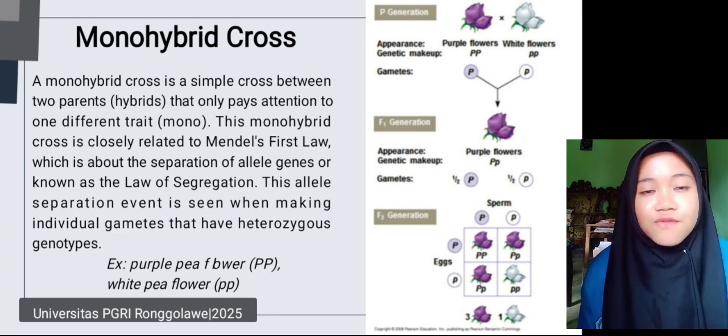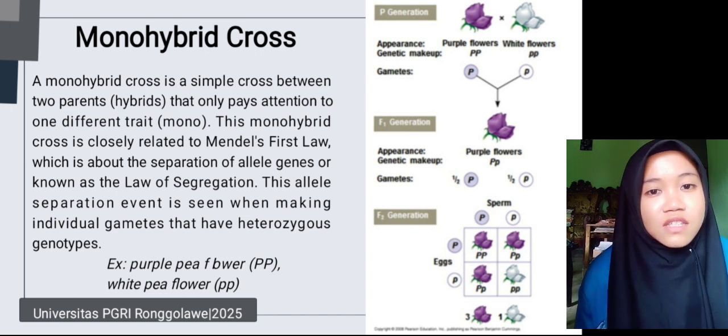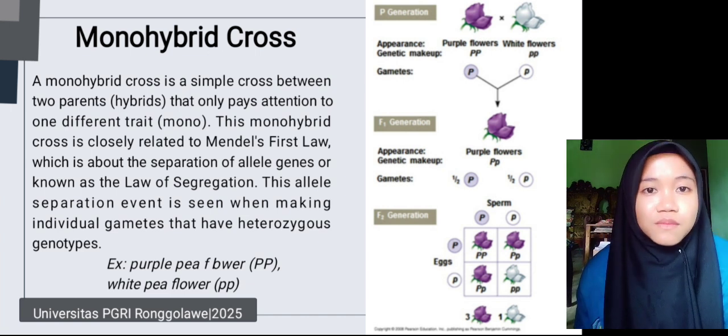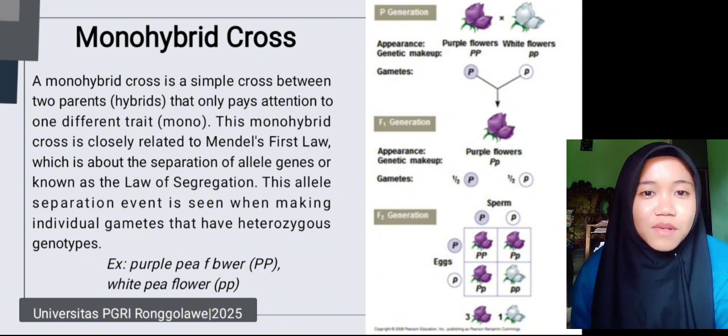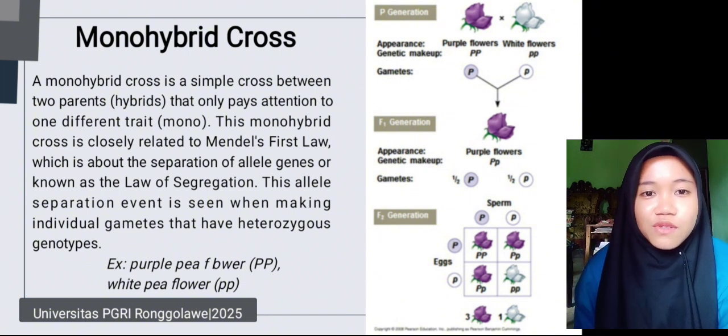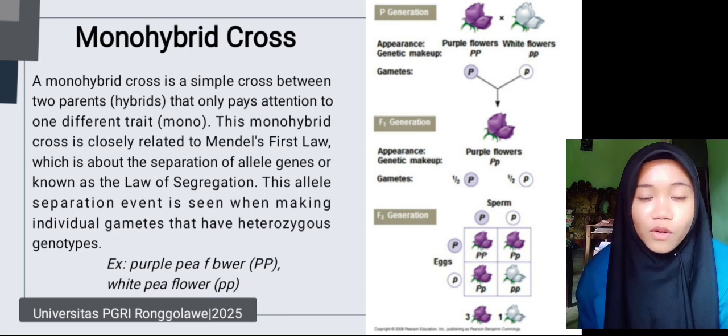This allele separation is seen when making individual gametes that have the heterozygote genotype. For example, purple pea flower, uppercase and lowercase.